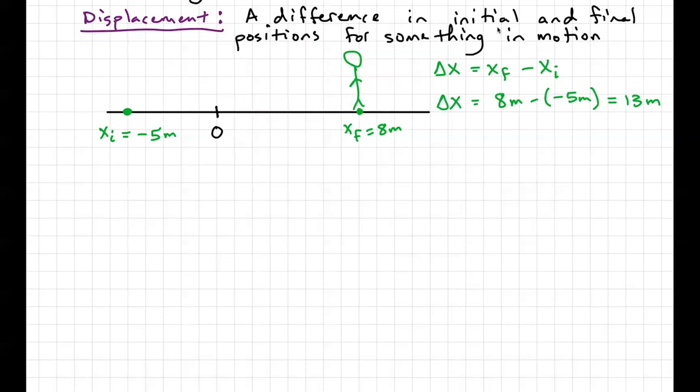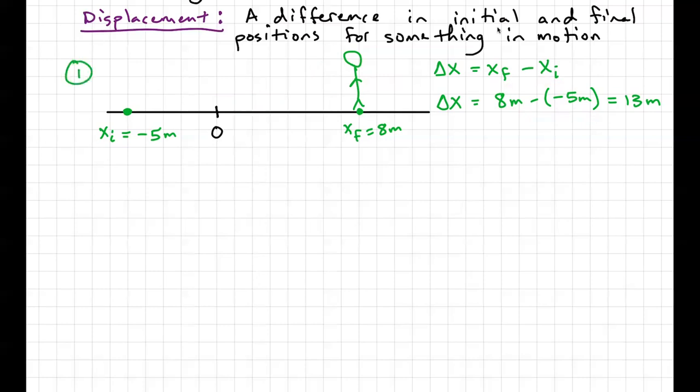You have to be careful with signs here, as I was. You've got to make sure that you're always taking the final minus the initial, and you're keeping track of which positions are positive and which are negative. So let's look at another example here. Let me call this green example 1.